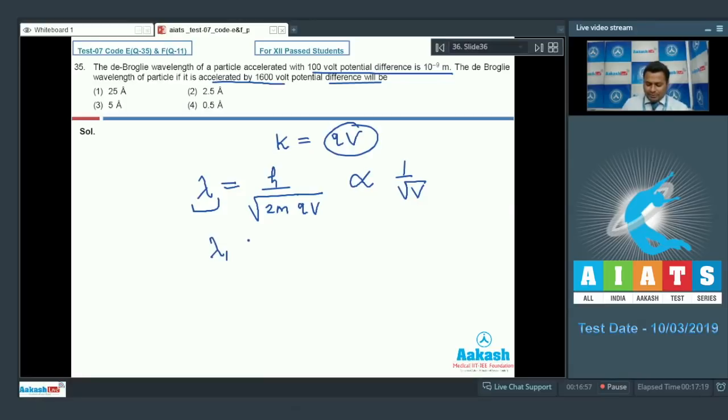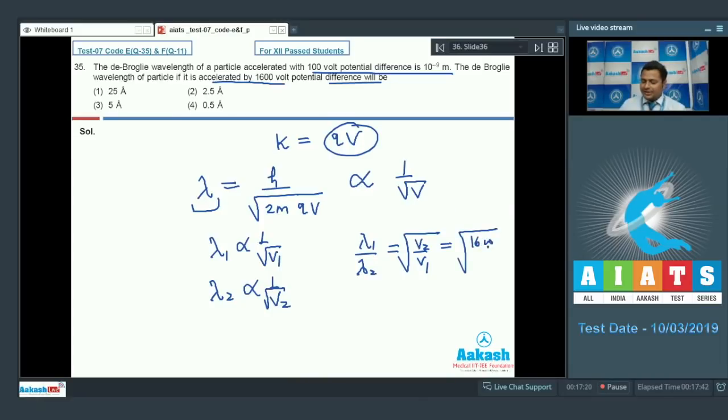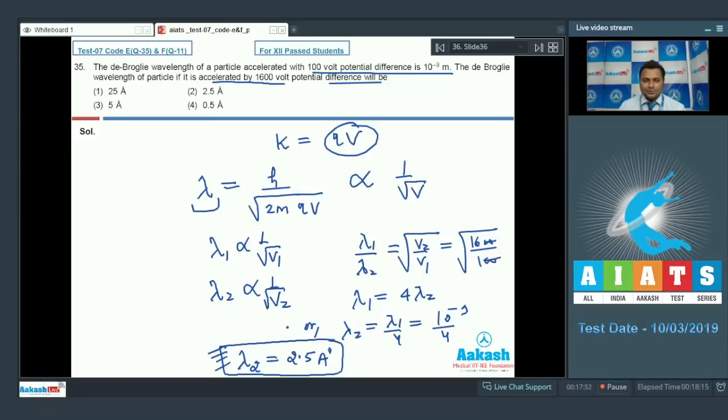Now initially it was lambda 1 proportional to 1 upon under root V1. Finally it is lambda 2 proportional to 1 upon under root V2. Taking the ratios, we get lambda 1 upon lambda 2 equals under root of V2 upon V1. Now let's plug the values from the question in the given expression. We will get under root, V2 is 1600, V1 is 100. Cancel out. Ultimately, we will get lambda 1 equals 4 times lambda 2, or lambda 2 as lambda 1 by 4. That is 10 to the power minus 9 by 4. And after solving, we will get the new wavelength lambda 2 as 2.5 angstrom. So this is our final answer, and after looking at options, we can say that option number 2 is absolutely correct. So we will go with option number 2. Now let us proceed to the next question, that is question number 36.